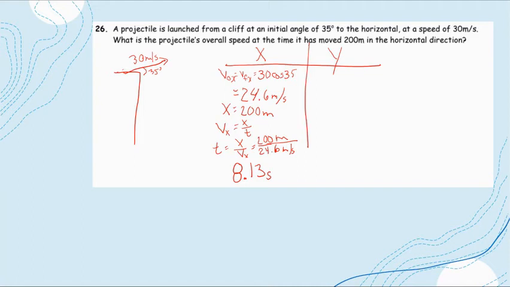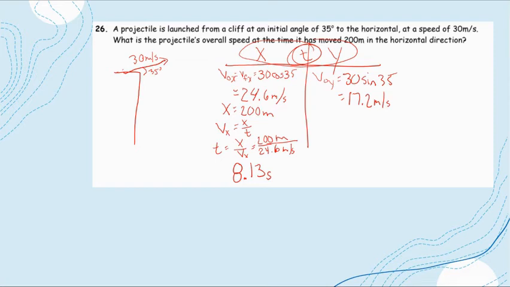Okay? The thing that I want you to realize, most importantly, the one thing that ties X and Y together is they both have time in common. We're looking at the position or the velocity or whatever at the same exact time. So let's look at our V initial Y. Our V initial Y is equal to 30 sine 35. And so that gives us a value of 17.2 meters per second.